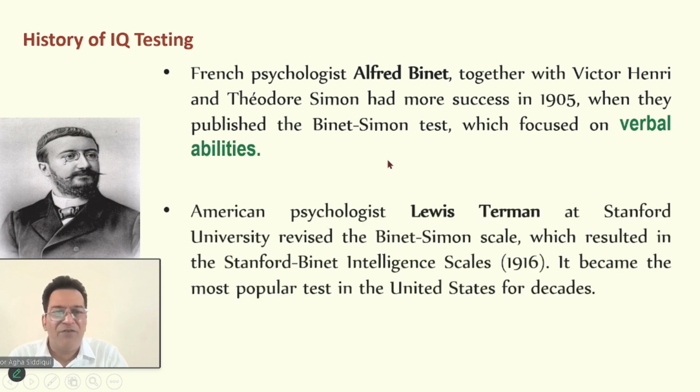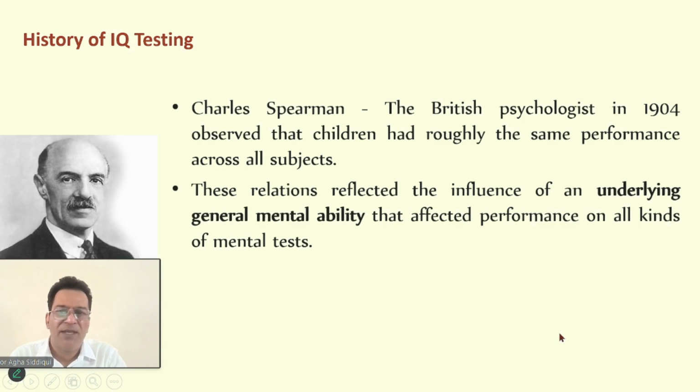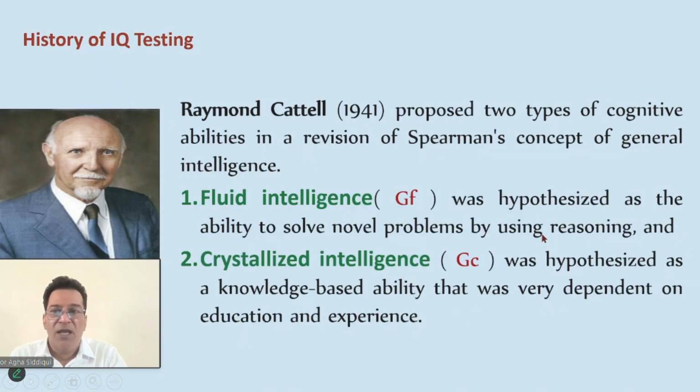Alfred Binet went in for creating something called the Binet-Simon scale, which is used even now. It was the most popular test in the United States for decades, and now a variation of that test is used across the whole world to find people's intelligence. Then there was a person by the name of Charles Spearman. He said that all intelligence depends upon something called general mental ability. And this is reflected in all areas.